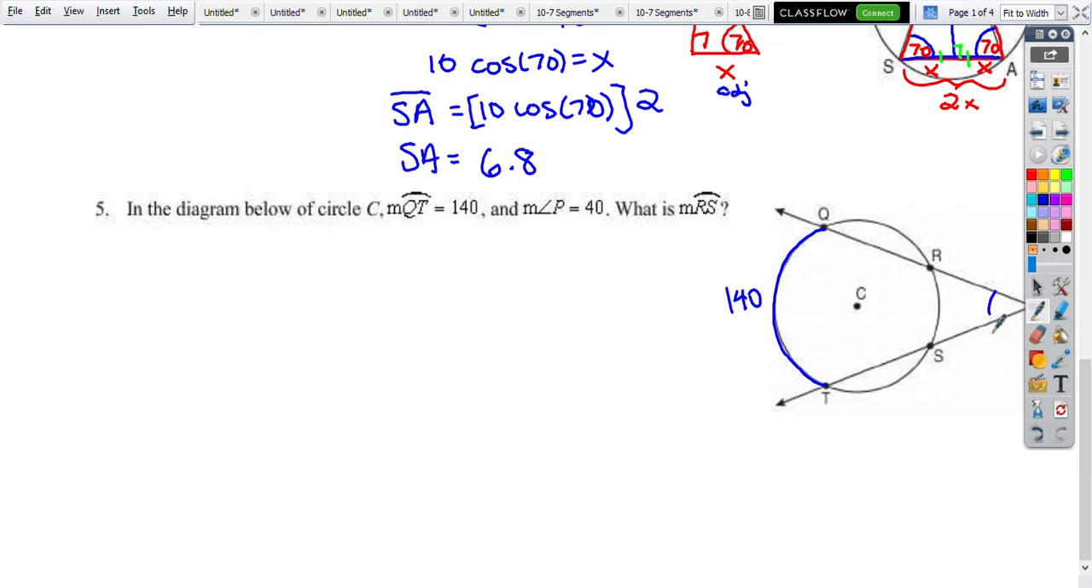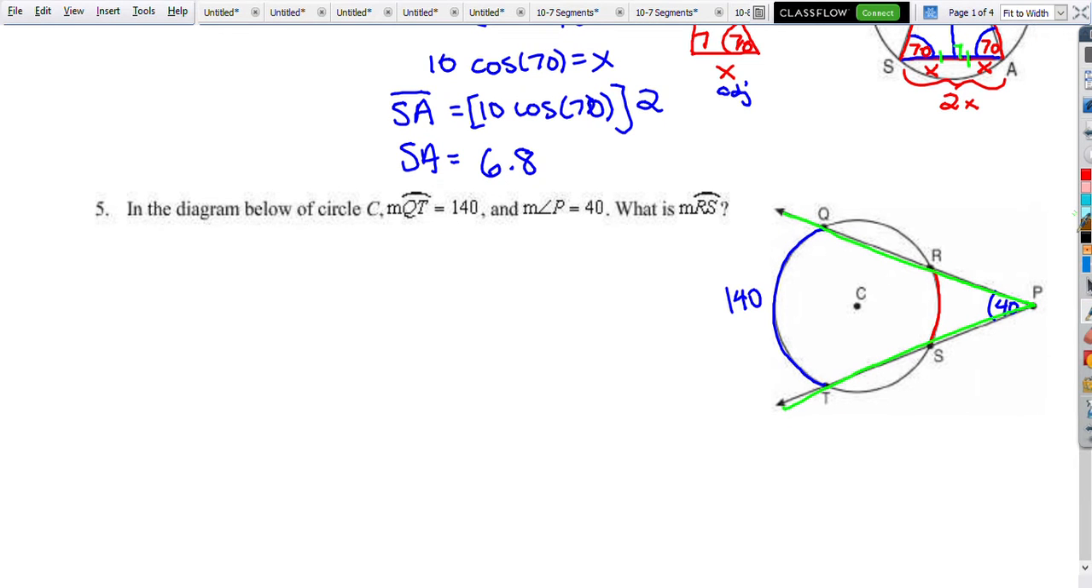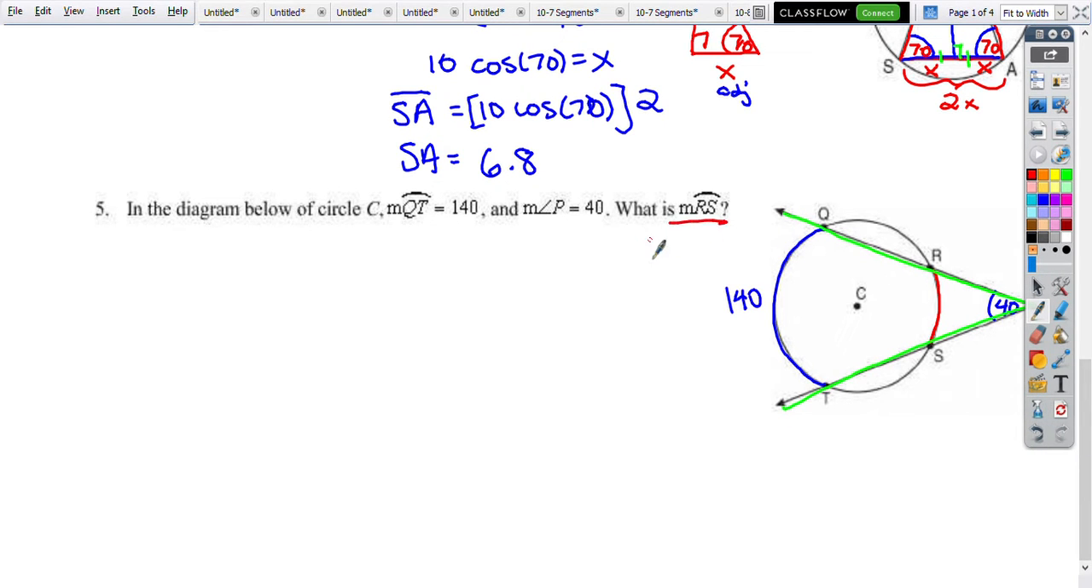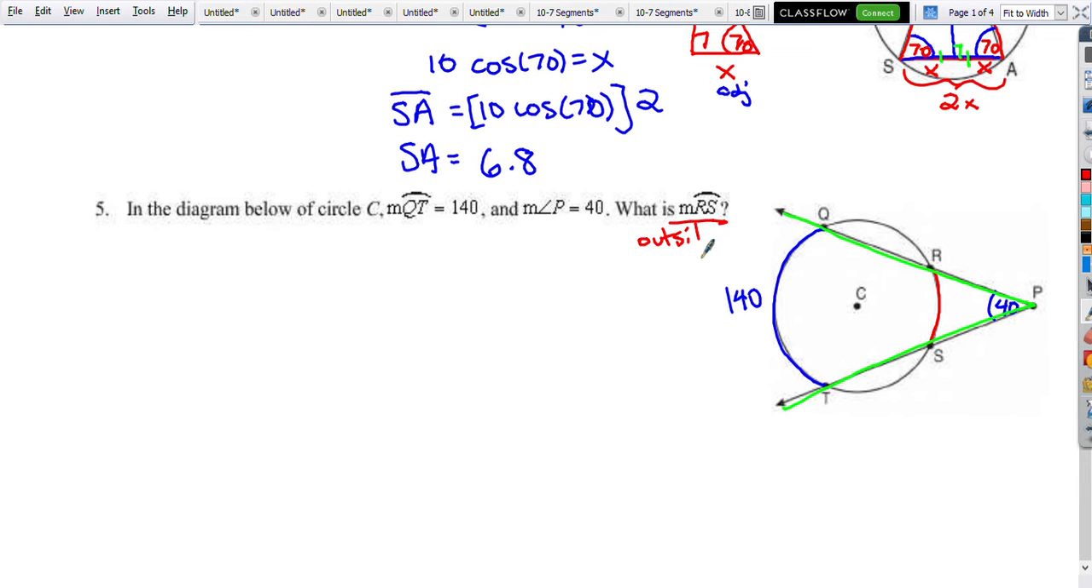Angle P is 40 degrees, and I want to know the measure of my arc RS. Now remember, this angle is outside. So remember we talked about it. Outside is different. So we're going to subtract. So we're going to do big arc minus small arc, divided by 2 is equal to the angle.